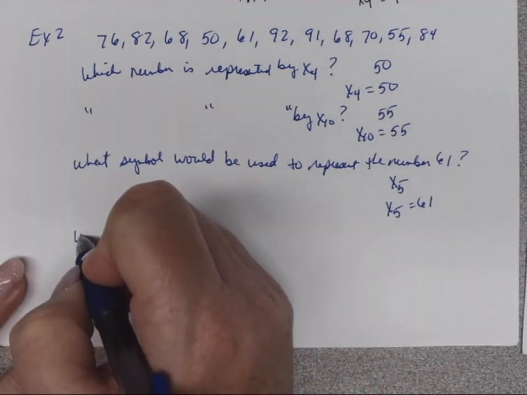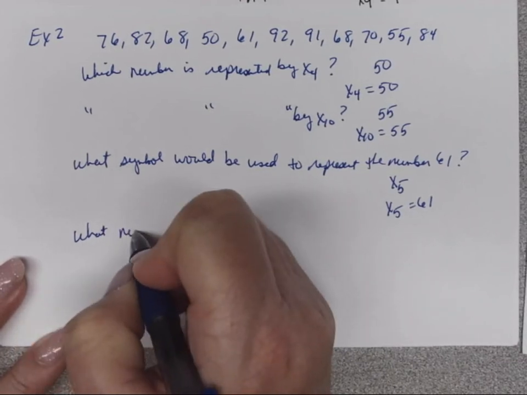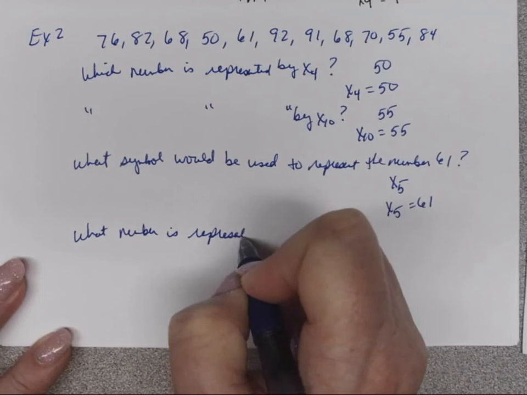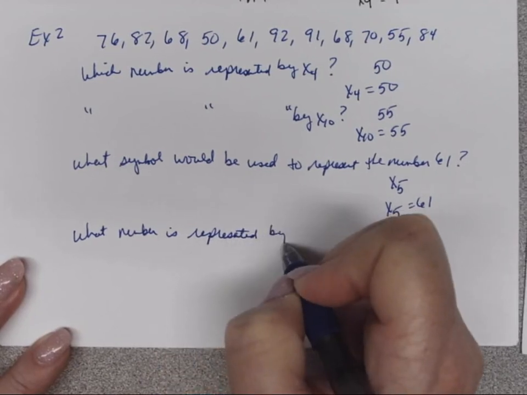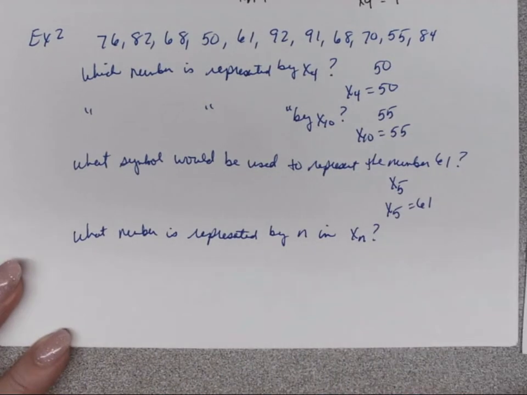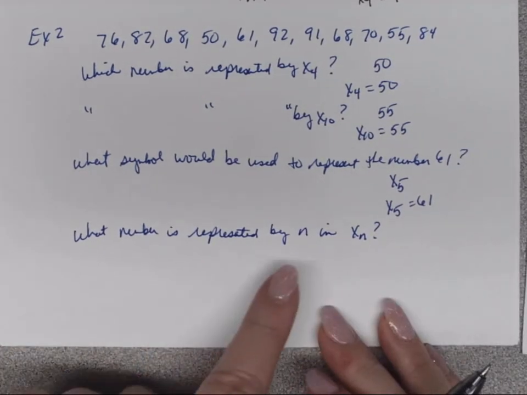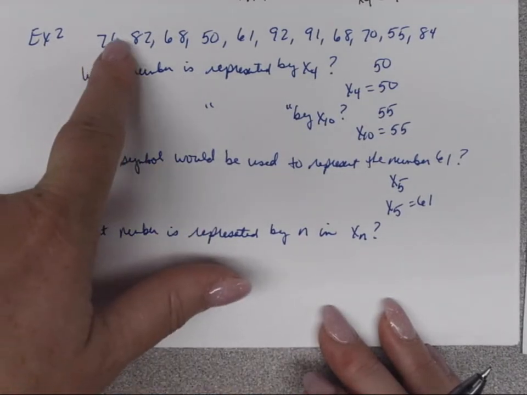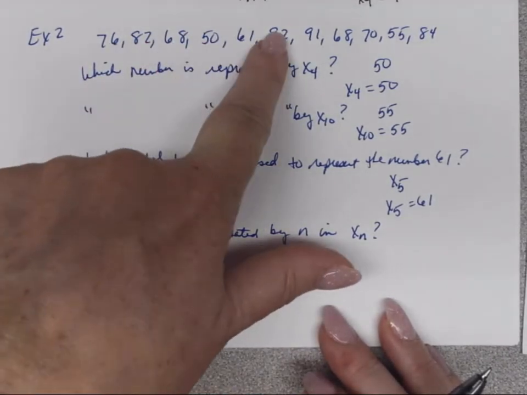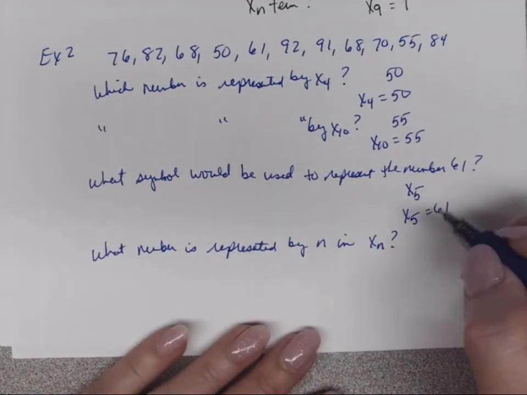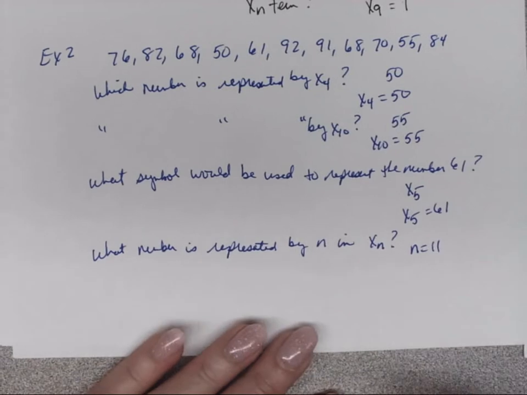All right. What number is represented by n in x sub n? So what number is represented by n? Remember, we're not looking for the last term. We're looking for how many terms there are. So 1, 2, 3, 4, 5, 6, 7, 8, 9, 10, 11. So my n is equal to 11.